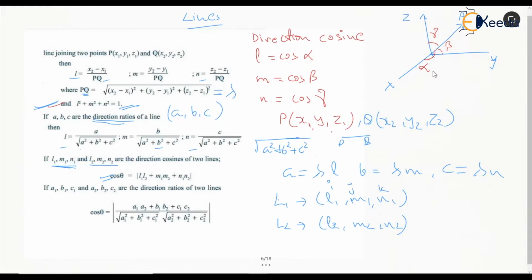In a similar fashion, if the lines are given in terms of direction ratios, let's say these two lines L1 and L2 have the direction ratios A1, B1, C1 and A2, B2, C2. In that case, cos theta will again be given by the dot product, which is A1 A2 plus B1 B2 plus C1 C2 divided by the magnitudes of both the lines. Like we have discussed, the magnitude is going to be like this. So, like we have seen, the angle between two vectors can be given in the form of the dot product. This is the same.